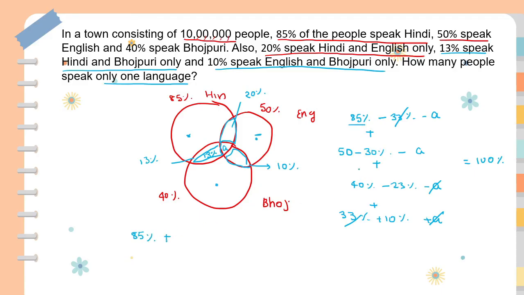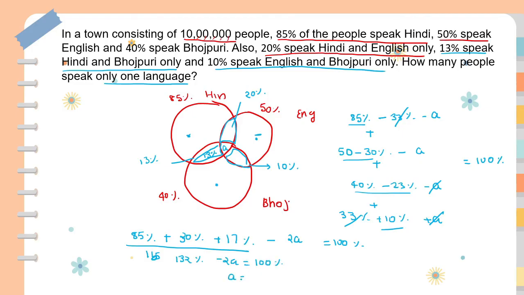plus here 20%, plus here 17% and minus 2a, and this is 10%, so it will be 30% will give 100%. So basically it is 115 and 17%, so that is 132% minus 2a is equal to 100%. So a will be equal to 32 divided by 2, that is 16%.